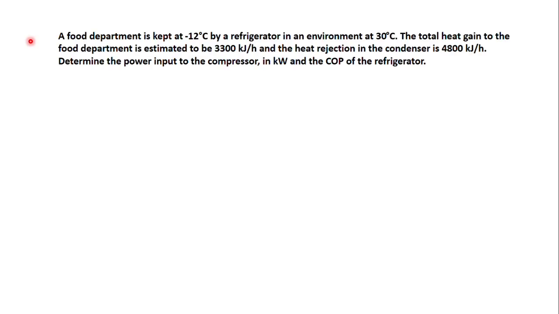So in this problem, a food department is kept at negative 12 degrees Celsius by a refrigerator in an environment at 30 degrees Celsius. The total heat gain to the food department is estimated to be 3,300 kilojoules per hour, and the heat rejection in the condenser is 4,800 kilojoules per hour. So determine the power input to the compressor in kilowatts and the coefficient of performance of the refrigerator.